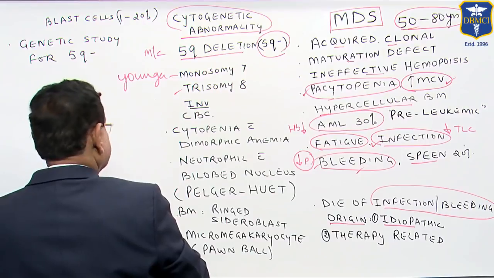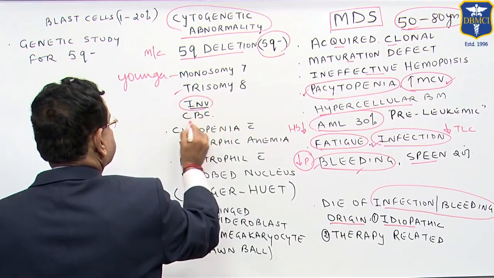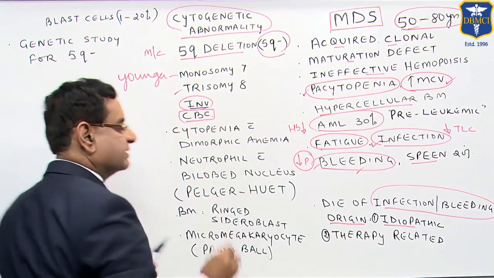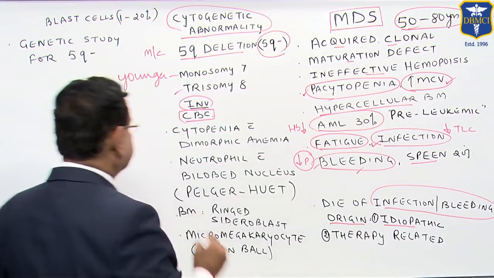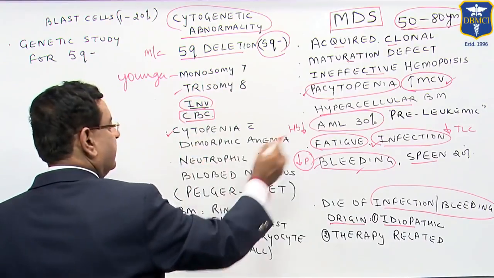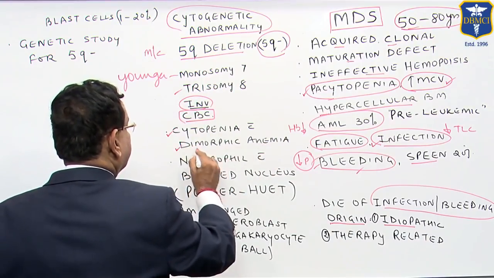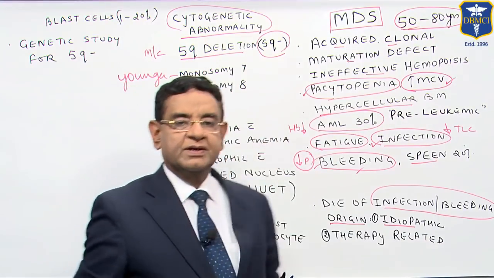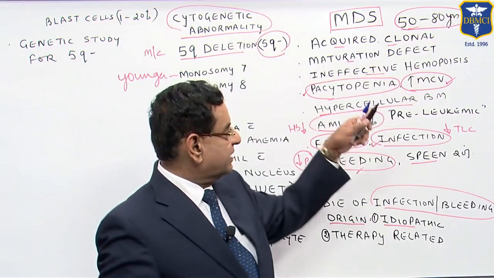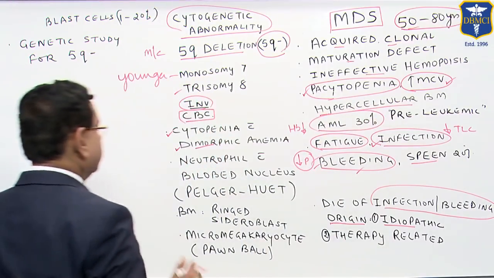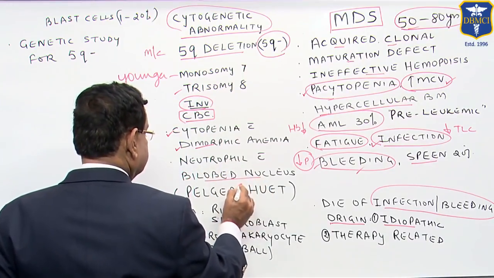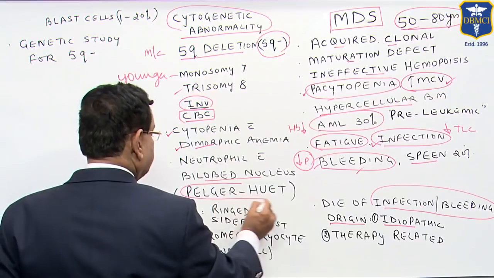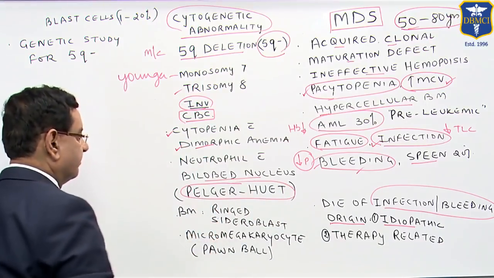Now, how do we investigate this patient? What do you get in CBC? In complete blood count, you get pancytopenia, I discussed, and dimorphic anemia. A very important feature, increased MCV. And the neutrophils have bilobed nucleus, and this is known as Pelger-Huet abnormality.